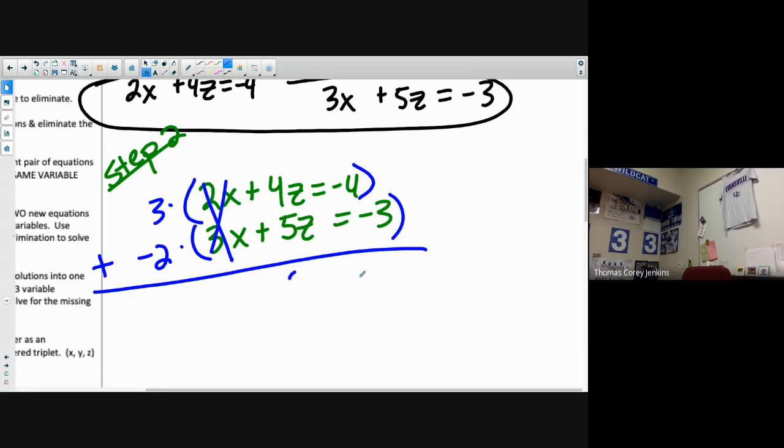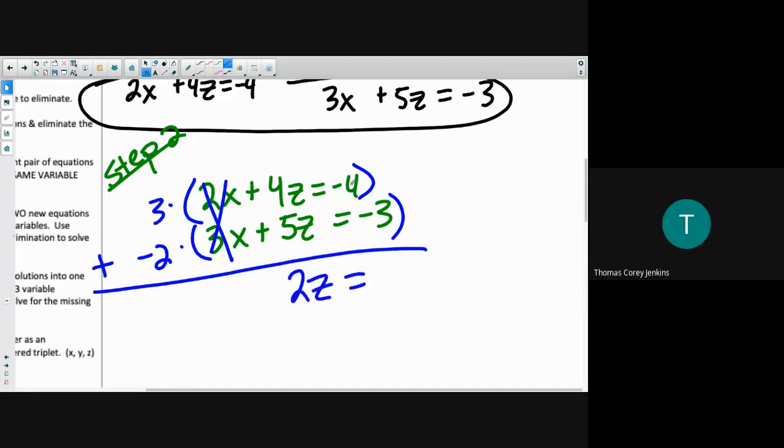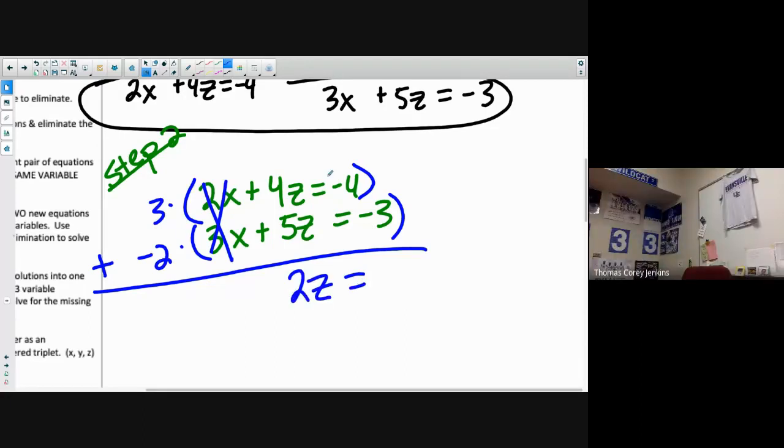And then on the other side of the equation, we have -12 plus +6. -12 plus +6. So that's going to be -6. All right, so now we solve a simple one-step equation to get z as -3. Okay, once we have that, that is kind of like the key that turns this 3-variable system into a 2-variable system, right?